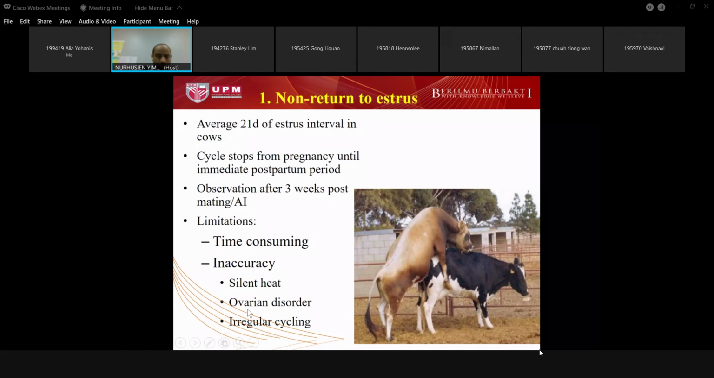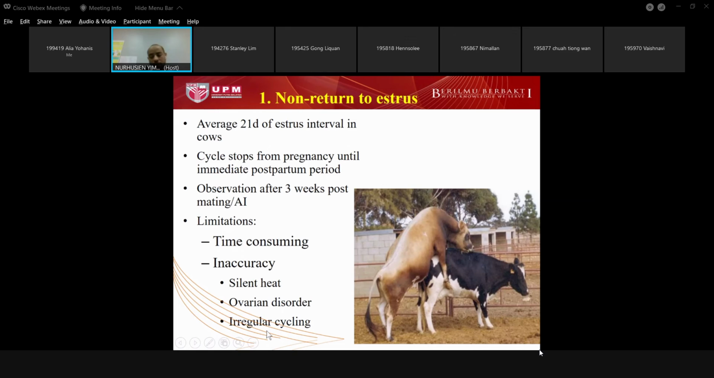Another factor could be a problem with the ovary. If you have any ovarian disorder, like cystic ovarian disease, for example a case of luteal cyst, we don't expect the cow to show heat signs, right? So despite the animal not being pregnant due to cystic ovarian disease, you may think that the cow is not showing heat signs and that she's pregnant, but actually she is not.